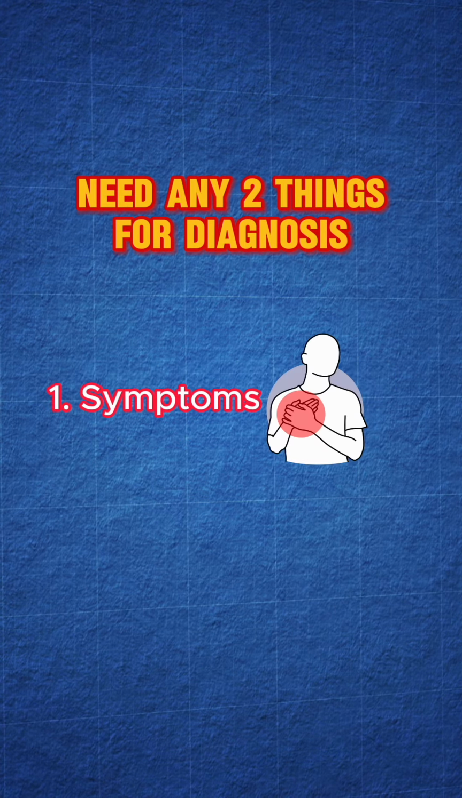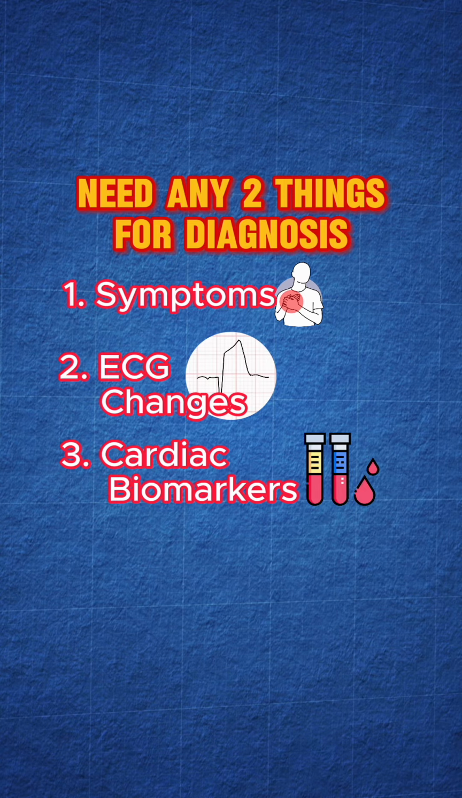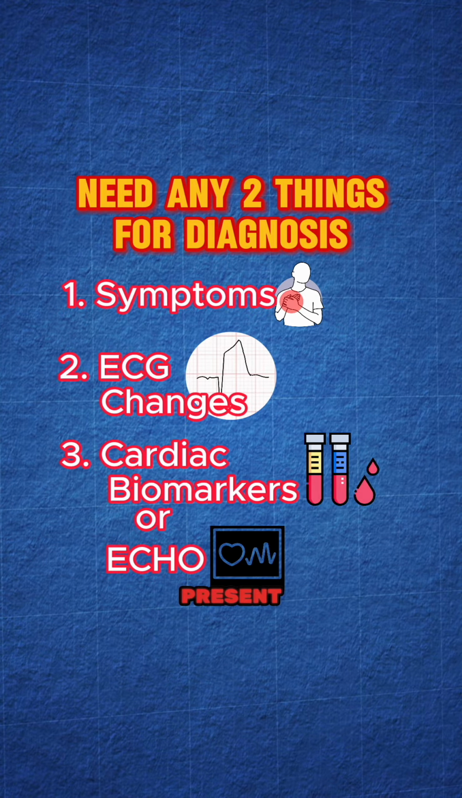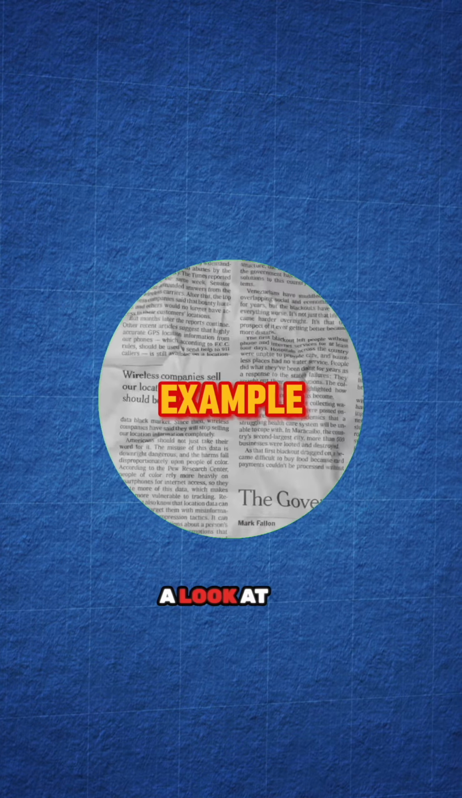Either symptoms, ECG findings, cardiac biomarker elevation or falling trend, or echocardiographic findings. If any of these two things are present, we can diagnose as ST segment elevation MI. Now let's have a look at an example.